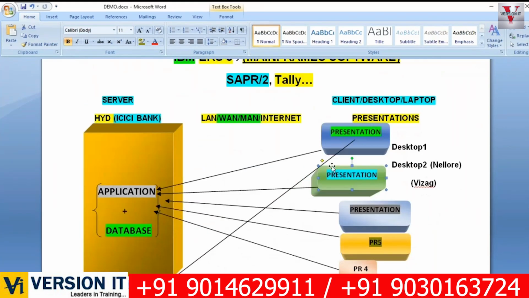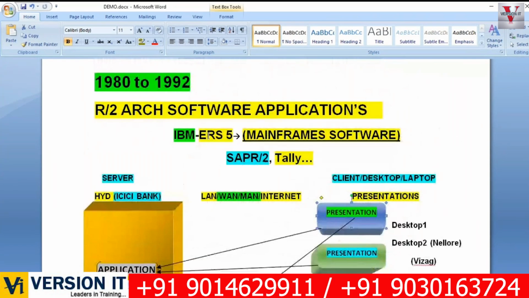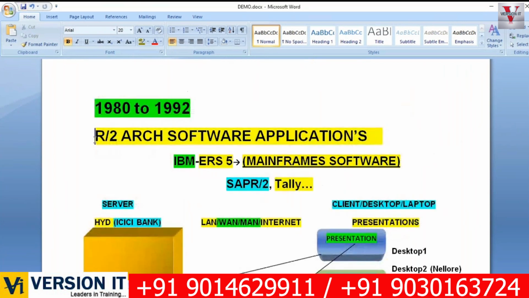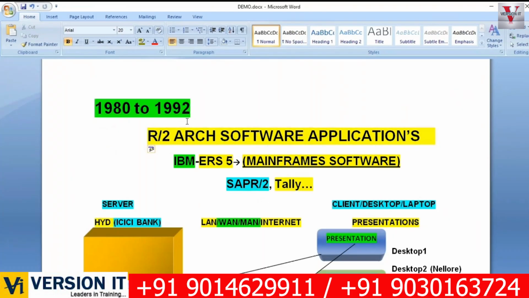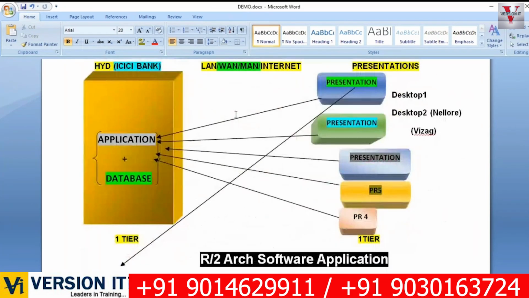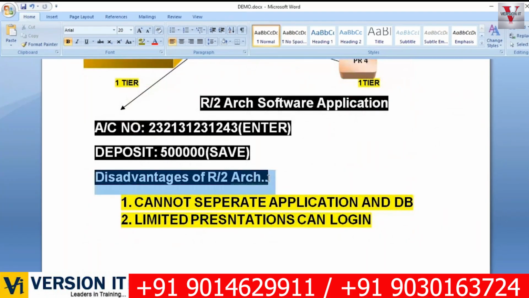And whatever the limitation, what I said is only one limitation, guys. For mainframes, we have thousands of limitations. Keep them aside. One limitation means multiple presentations cannot be added, or you cannot increase the branches whatever you want. This is one of the biggest limitations of what architecture? R2 architecture. So when R2 architecture has this limitation, something new should come which should overcome it. And that architecture is... So now let us understand the limitations, the disadvantages of R2 architecture.